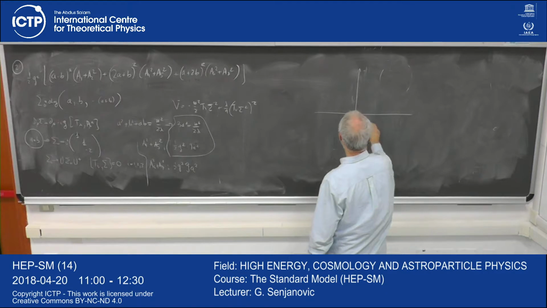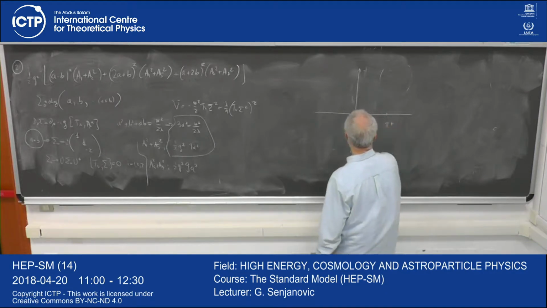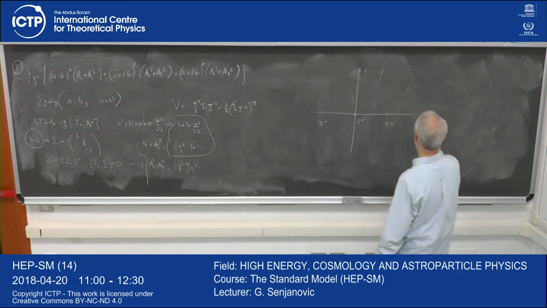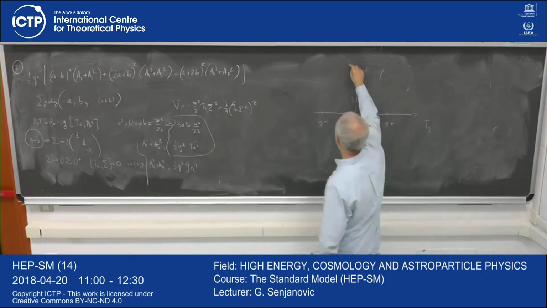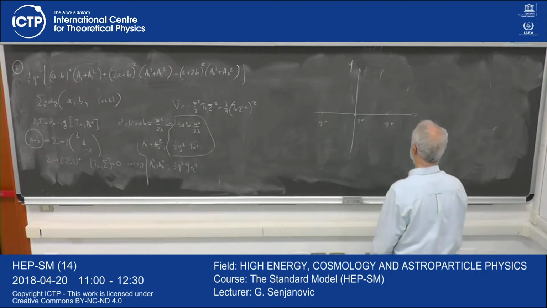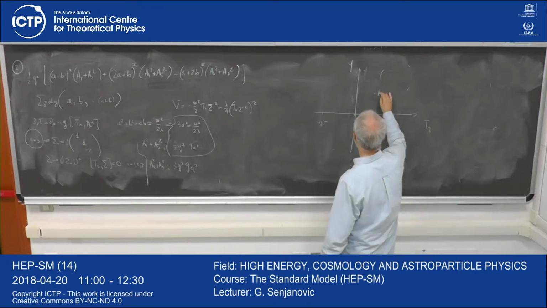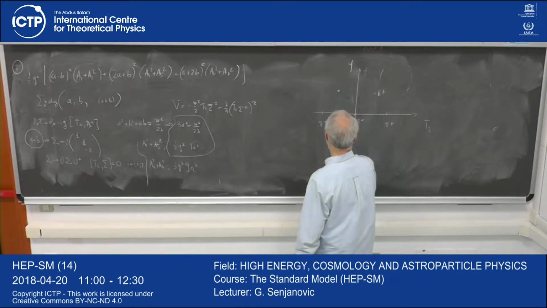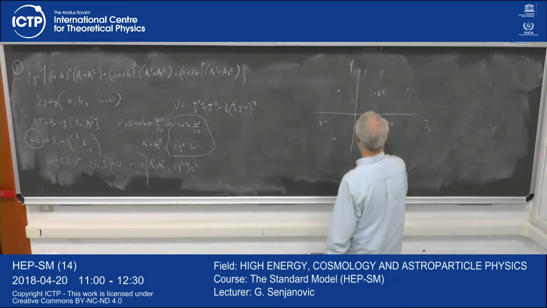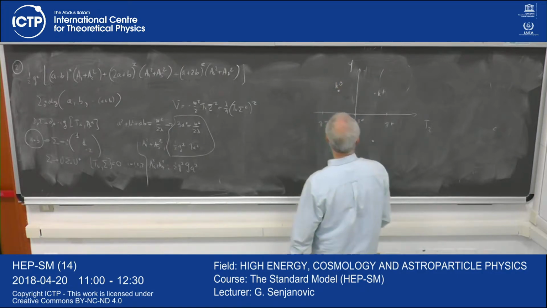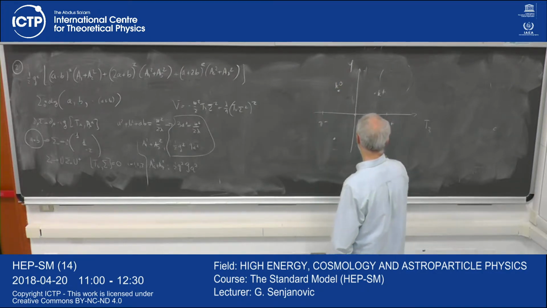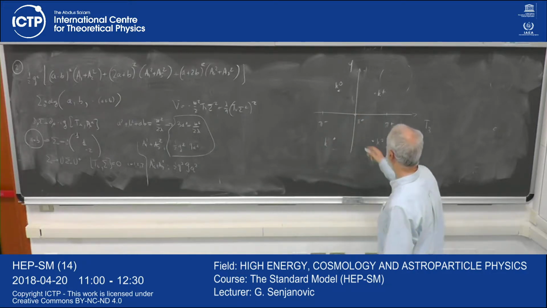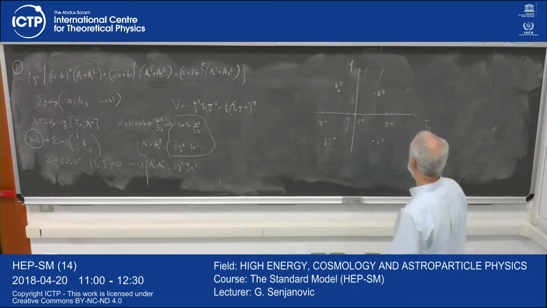Pi 0, pi plus, pi minus, K plus, right? This is T3 here, hypercharge. Then there is K plus, K0, K0 bar, K minus. Something like this. And there was eta, the singlet.